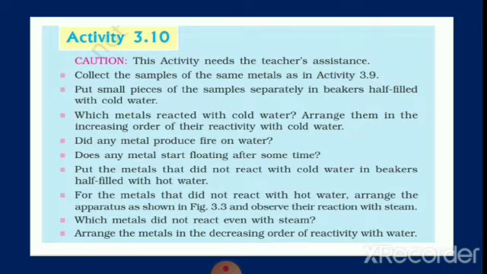Did any metal produce fire on water? Does any metal start floating after some time? Put the metals that did not react with cold water in beakers half filled with hot water. For the metals that did not react with hot water, arrange the apparatus and observe their reaction with steam. Which metals did not react even with steam? Arrange the metals in the decreasing order of reactivity with water.